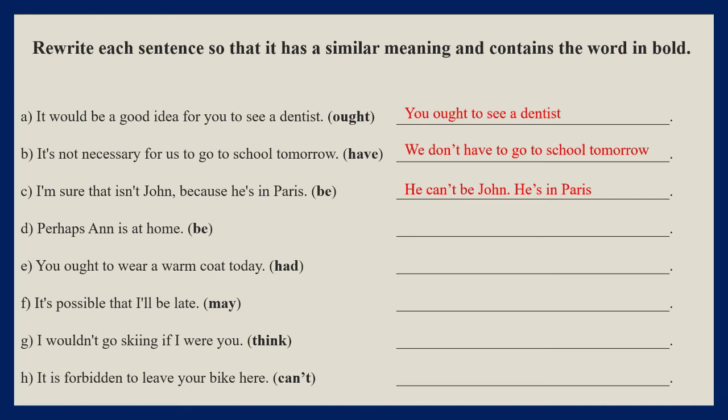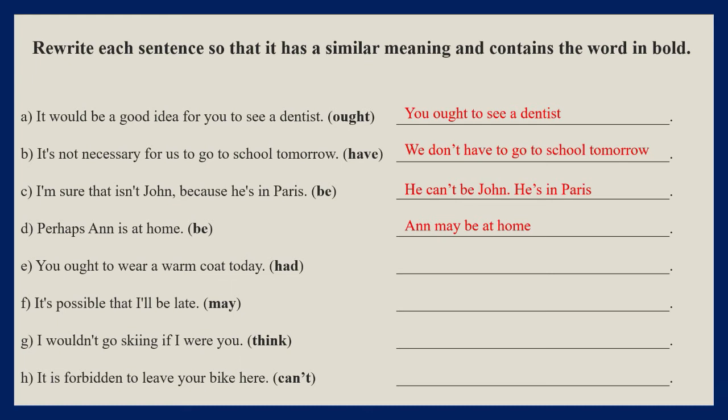D. Perhaps Anne is at home. This is a probability we are trying to express. So we say Anne may be at home. We could use Anne might be at home or could be at home are also possible correct answers.